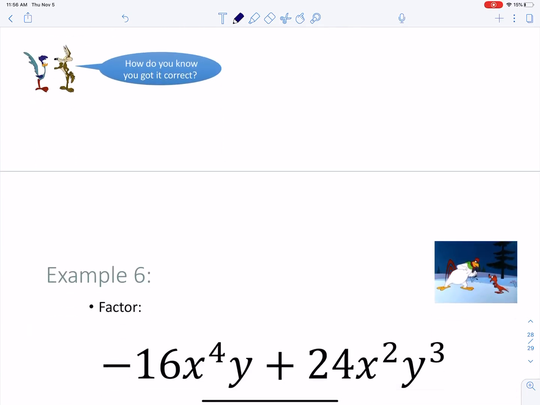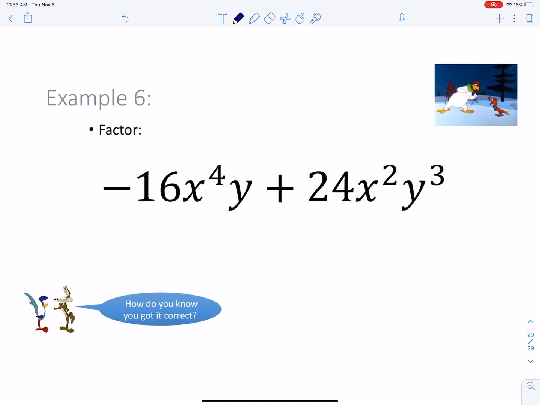All right, very last one for you. Again, we kind of have this negative on the outside, so it's really important that that negative is part of your GCF. Start with your numbers, negative 16 and a positive 24. We're going to pull out a negative 8, and then we're looking at our x's. I got an x squared and a y. That's my GCF. That's as much as I can pull out from every single term.